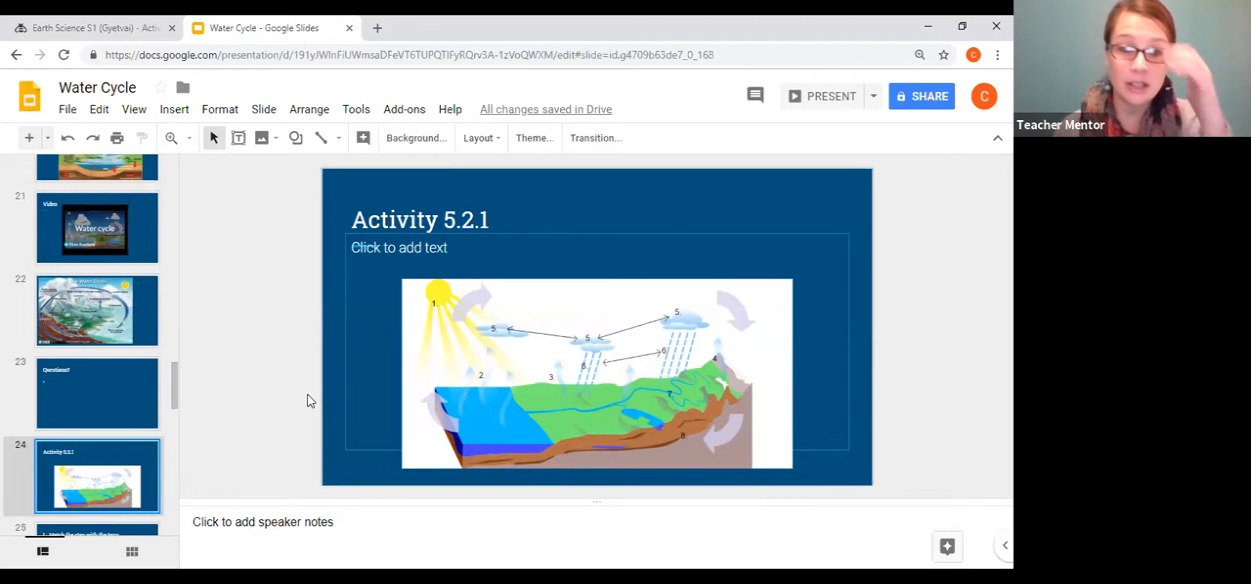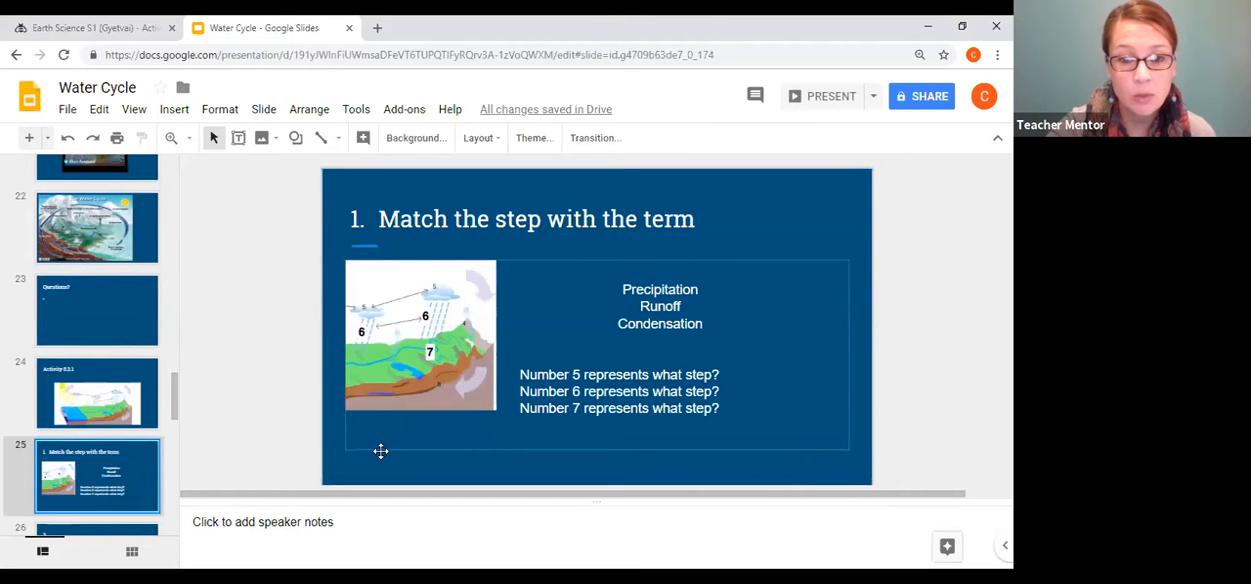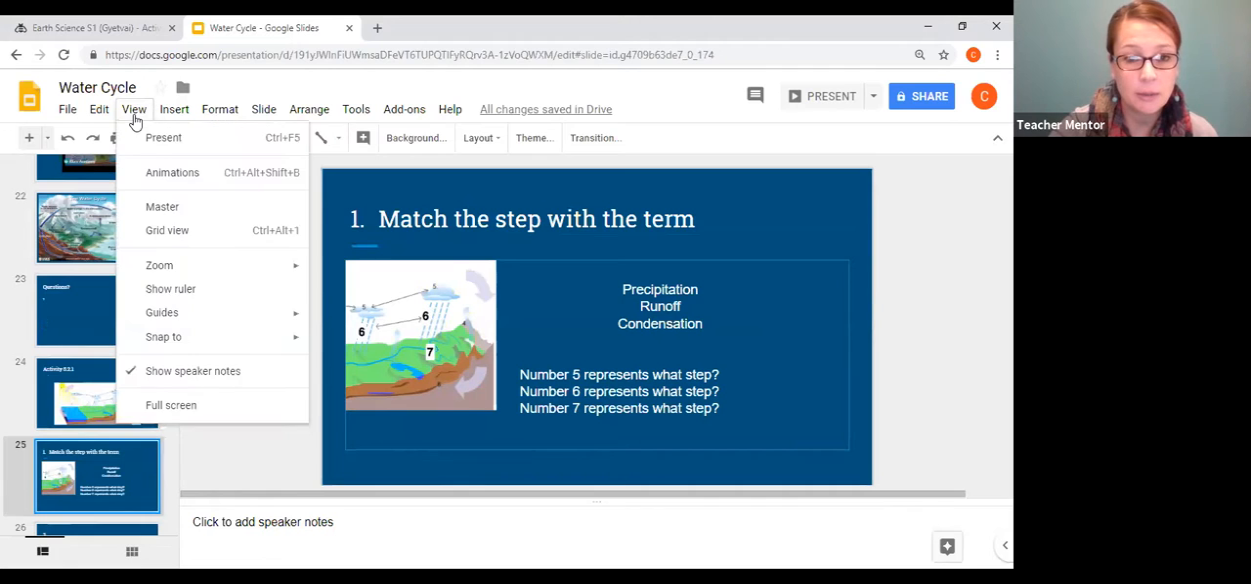I know that our agenda was to cover the follow the drop activity, but I thought that activity 5.2.1 was also a good one to throw into the mix, because it's labeling some of the steps that we see in this picture right now. So let me blow this up so we can see it a little bit better.